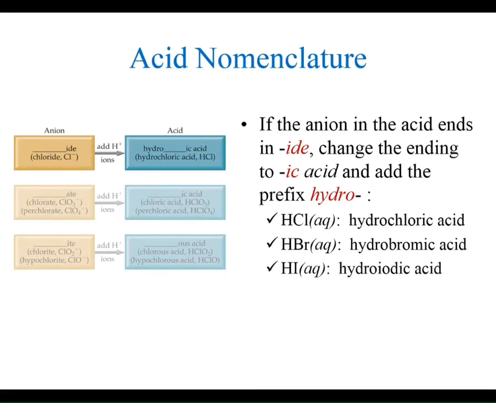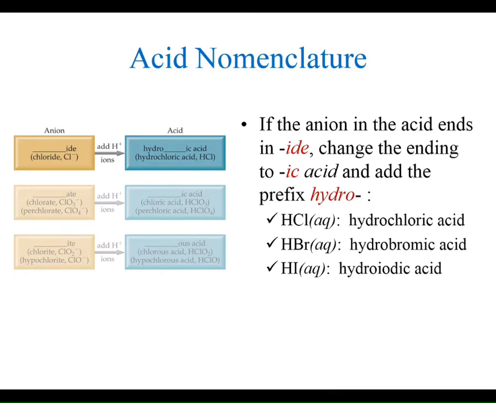How about this one? HI. Oh, if I lose an H plus, I must be left behind with an I minus. Iodine by itself is iodide. So if I drop the ide, I leave iod. So hydroiodic acid. See how I'm doing that? I'm just taking the chlor and putting it in here, or taking the brom and putting it in there, or taking the iod and just putting it right in there. That's all I do: drop the ide and replace it with what I showed you, hydro-ic.